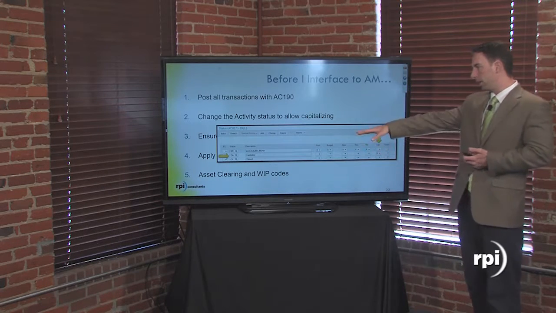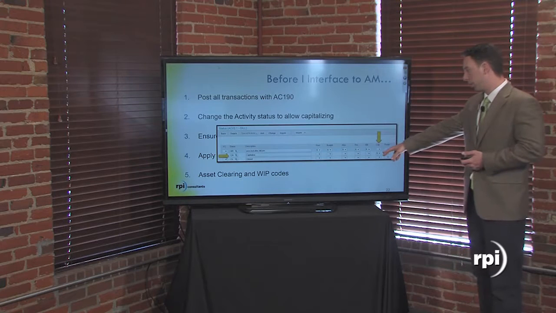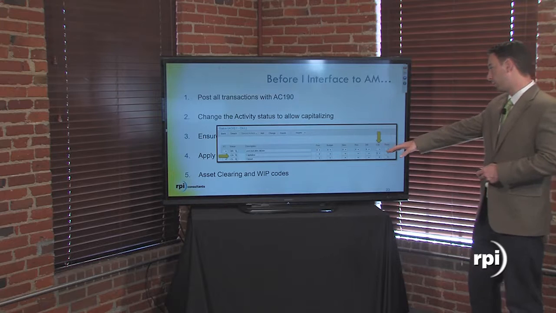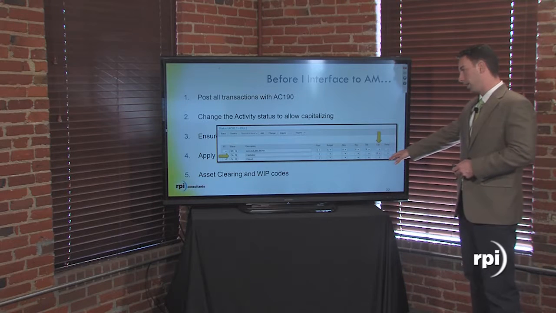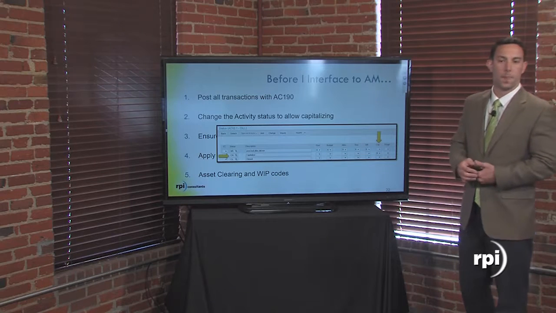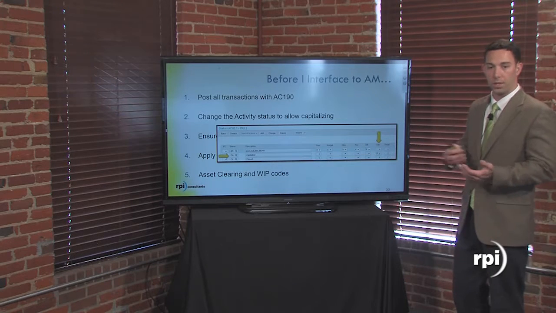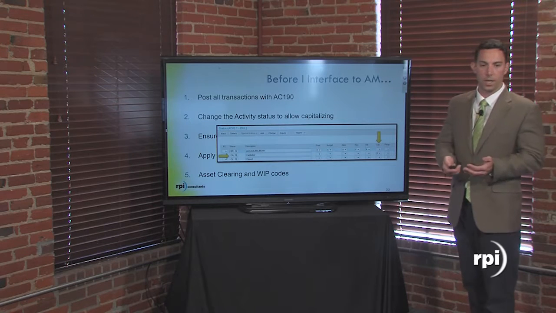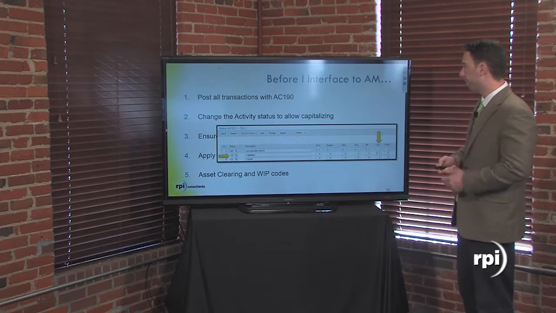Right? So if we only have a CA status, we can only capitalize. If we have a closed status, we got nothing, right? So we're not allowed to capitalize. We can't post to it. So once you're done with an activity, it's nice to throw that closed status on there so nothing can post to it anymore and things like that.